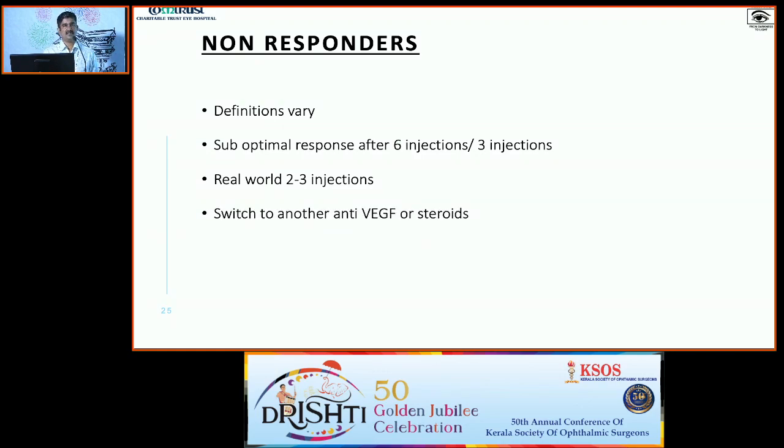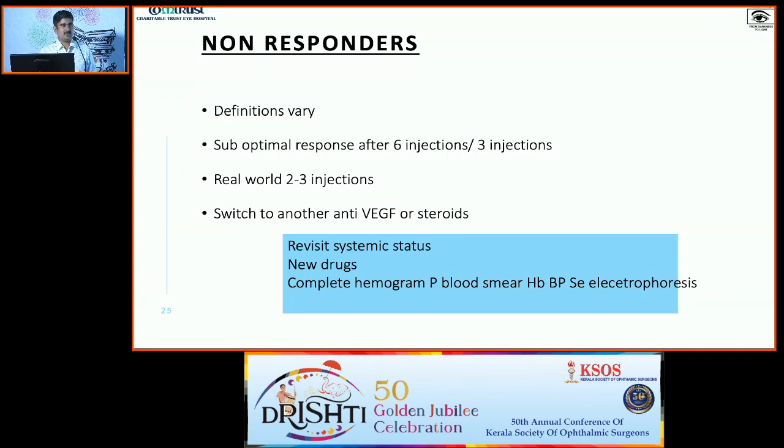Here your option is either you switch to another anti-VEGF. There is no rule that if one anti-VEGF is not working, another won't work. So if you are injecting bevacizumab, you can go to ranibizumab or you can go to aflibercept. Otherwise, you can think of giving steroids also. But the most important thing, if you see a non-responder, is always revisit the systemic status of the patient.